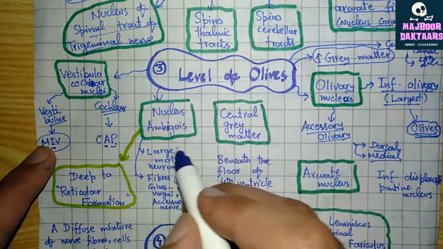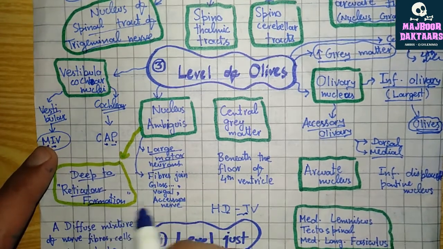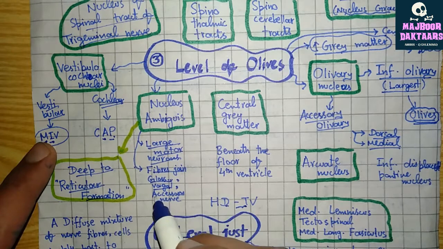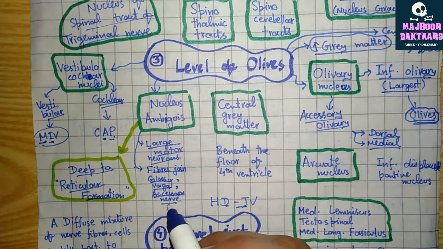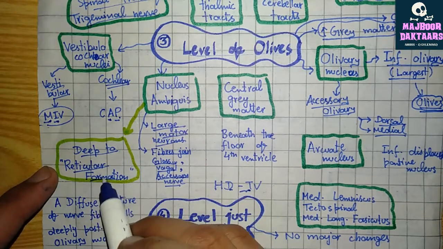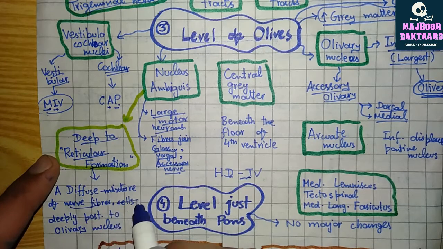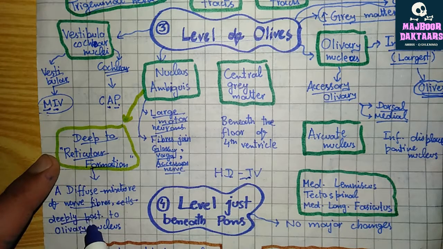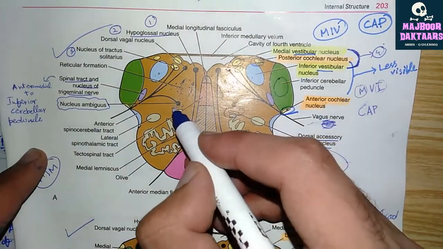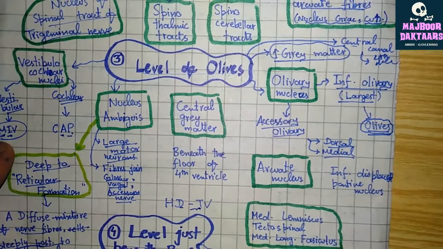Other nuclei include the nucleus ambiguus, which is a collection of large motor neurons and present deep to the reticular formation. The fibers from the nucleus ambiguus join the glossopharyngeal nerve, the vagal nerve, and the accessory nerve, and this marks its importance. Now the reticular formation, we have said that the nucleus ambiguus is present deep to it. What is the reticular formation? Reticular formation is a diffuse mixture of nerve fibers and cells which are present deep and posterior to the olivary nucleus. Here is the olivary nucleus, and posterior to it and deep will be present the reticular formation.